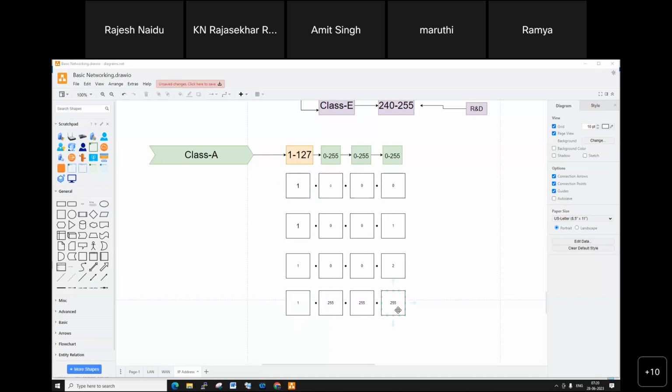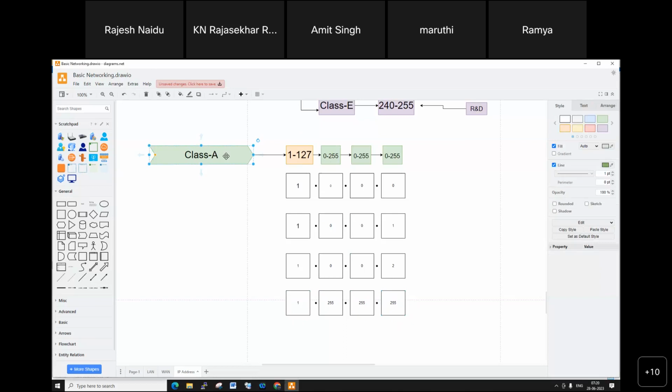Do you understand this concept or not? Please confirm. Yeah, understood. Like that, network 2, network 3, network 4, network 5, up to 127 networks are available in class A. Understood. Now, does anybody have any questions?